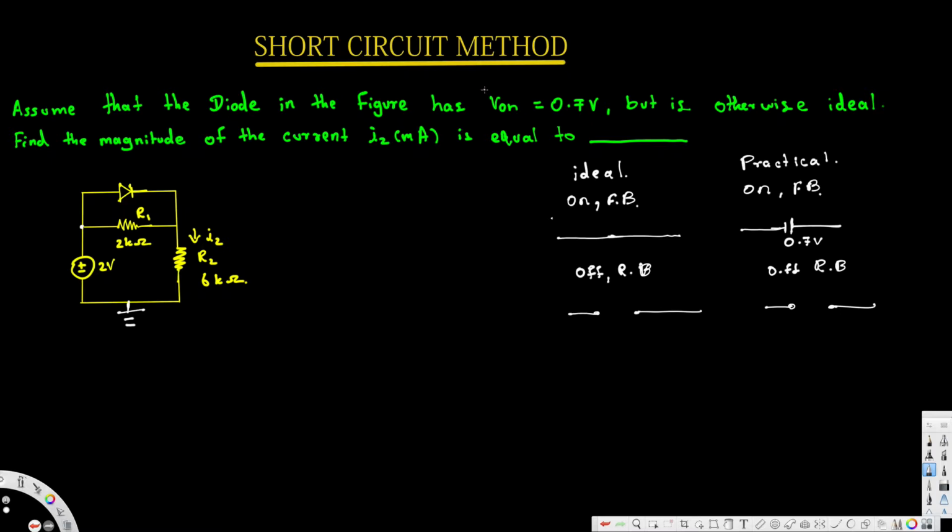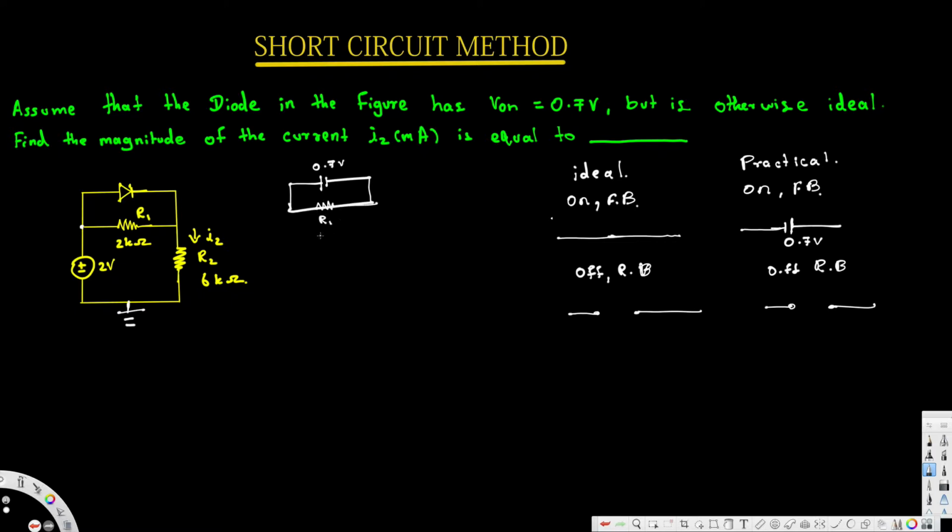Since they have mentioned V on is equal to 0.7 volts, we know that this is a practical diode. Otherwise ideal means if it's off, it's going to be open. Now let's look at this one. Since we are doing the short circuit method, we replace this diode with a short circuit, and since this is a practical diode, we replace it with a 0.7 volt drop. Everything else is going to be the same.